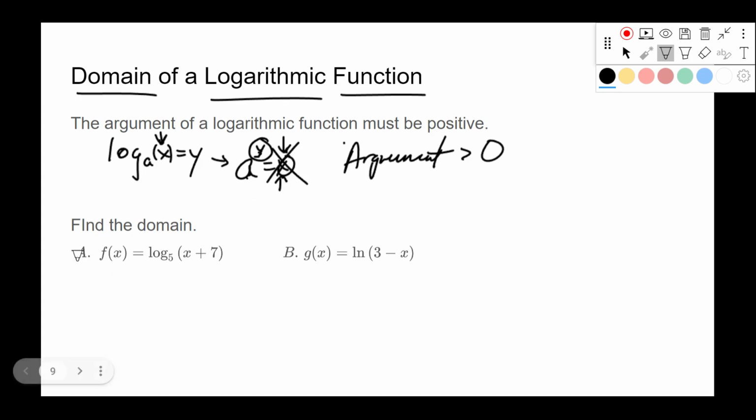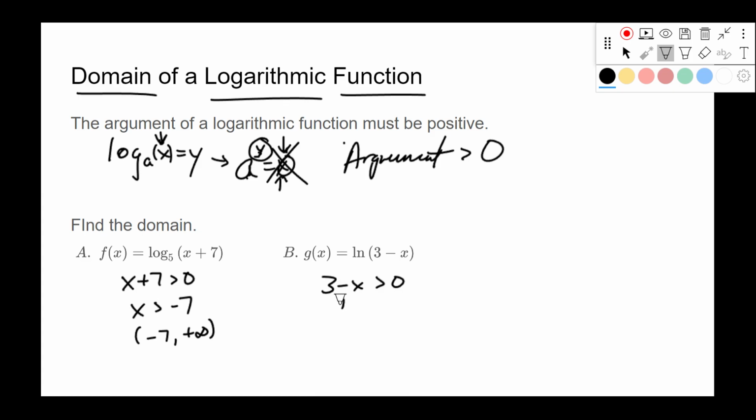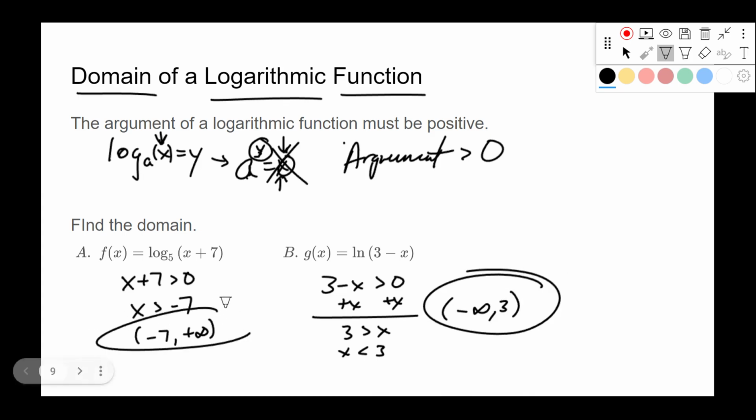So if I ask you for f of x equals log of x plus 7 base 5 and ask you to find the domain, take x plus 7, set it greater than 0. x must be greater than negative 7. That's negative 7 to infinity in interval notation. Same thing with b. It's the natural log, but it still has the same property. 3 minus x has to be greater than 0. I'm going to add x on both sides just to make my life a little easier. 3 has to be greater than x, or x has to be less than 3. So that's negative infinity to 3, not including 3. That's my domain.